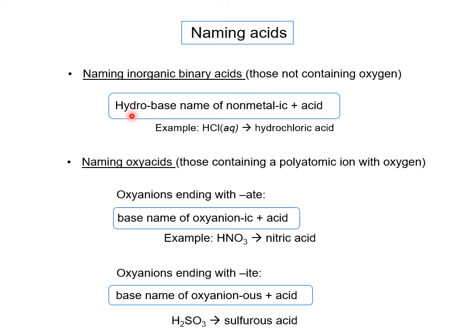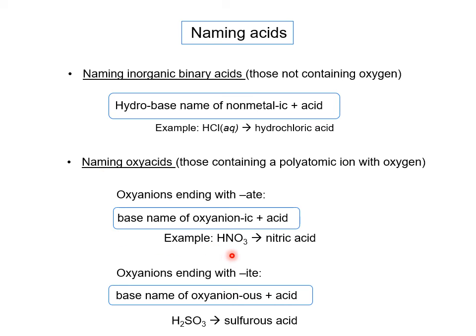So the prefix hydro is added only to the beginning of the binary acids, which are the ones that do not contain any oxygen in them. For the oxyacids, on the other hand, the ones that do contain an oxygen in them, there are two different rules that we would have to follow for naming them. And that rule depends on what type of polyatomic ion is attached to the hydrogen.